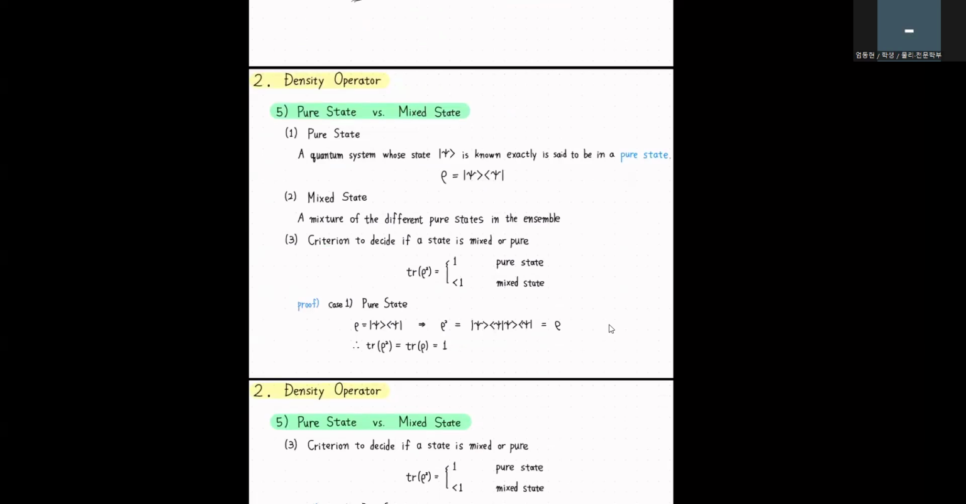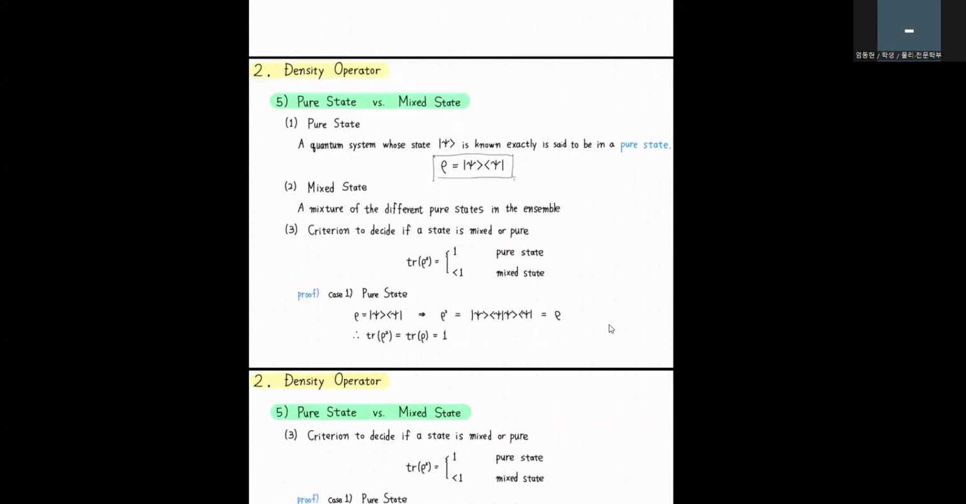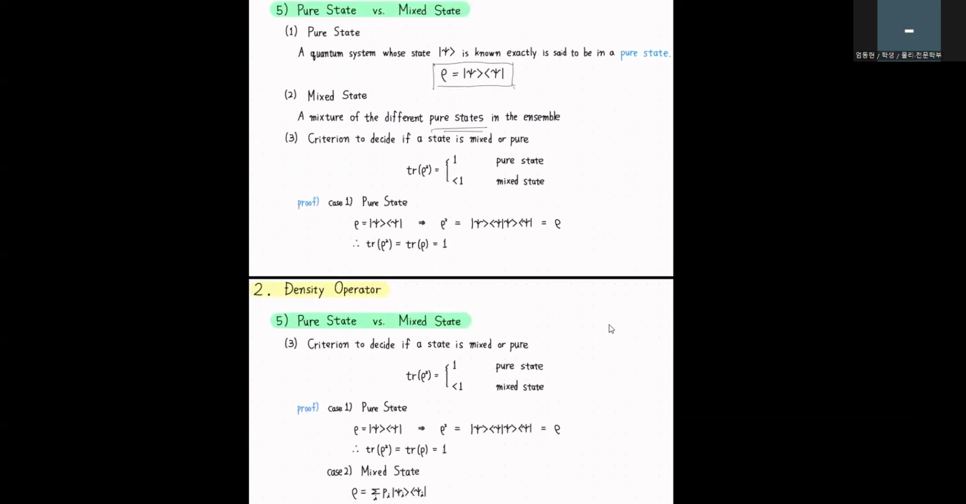So, using this formalism, we can define formally what a pure state is and what a mixed state is. A pure state can be defined as a quantum system whose state psi is known exactly. And in this case, the density operator can simply be written as the projector operator of the known state psi. But in the case of a mixed state, it's a mixture of different pure states in an ensemble. Given this definition, we can use the following criterion to decide if a state is mixed or pure. If we take the square of the density operator and take its trace, if we get 1, then the state is defined as a pure state. Otherwise, if this value is less than 1, it's defined as a mixed state.